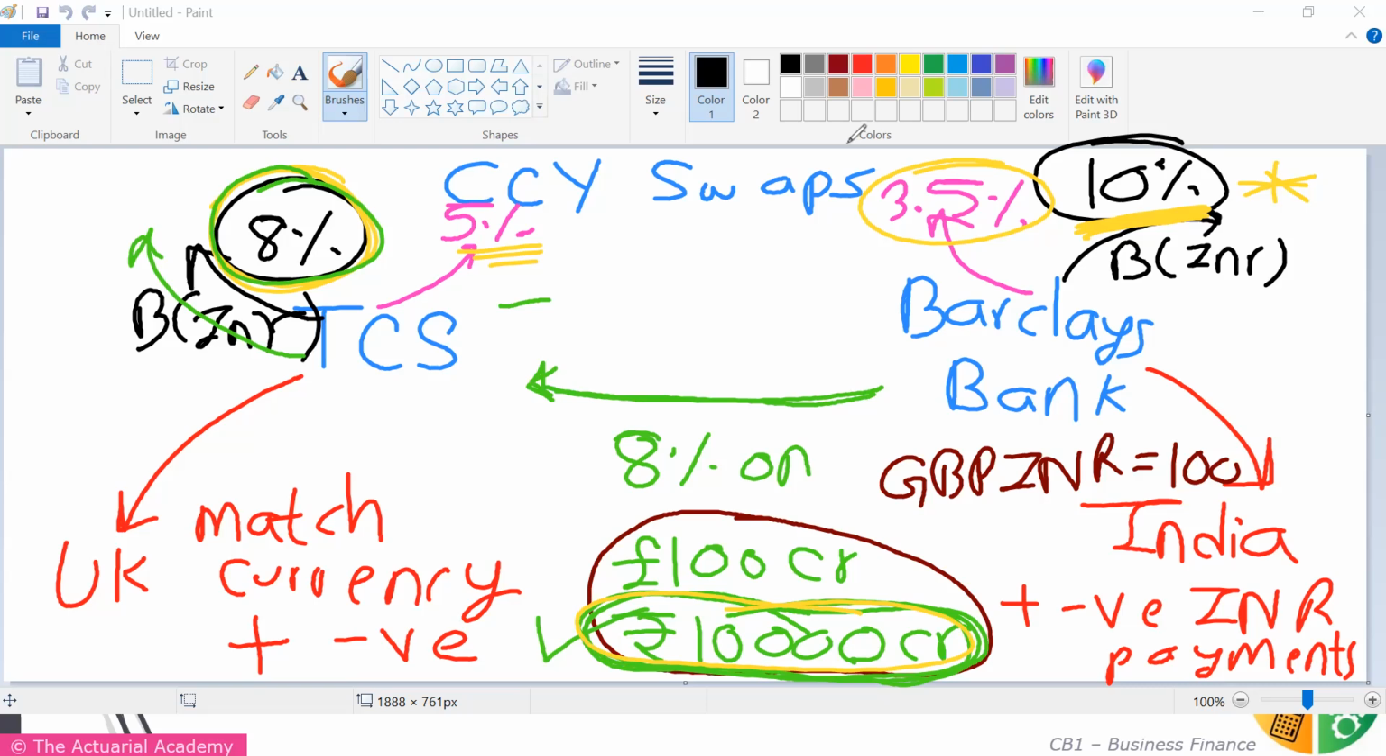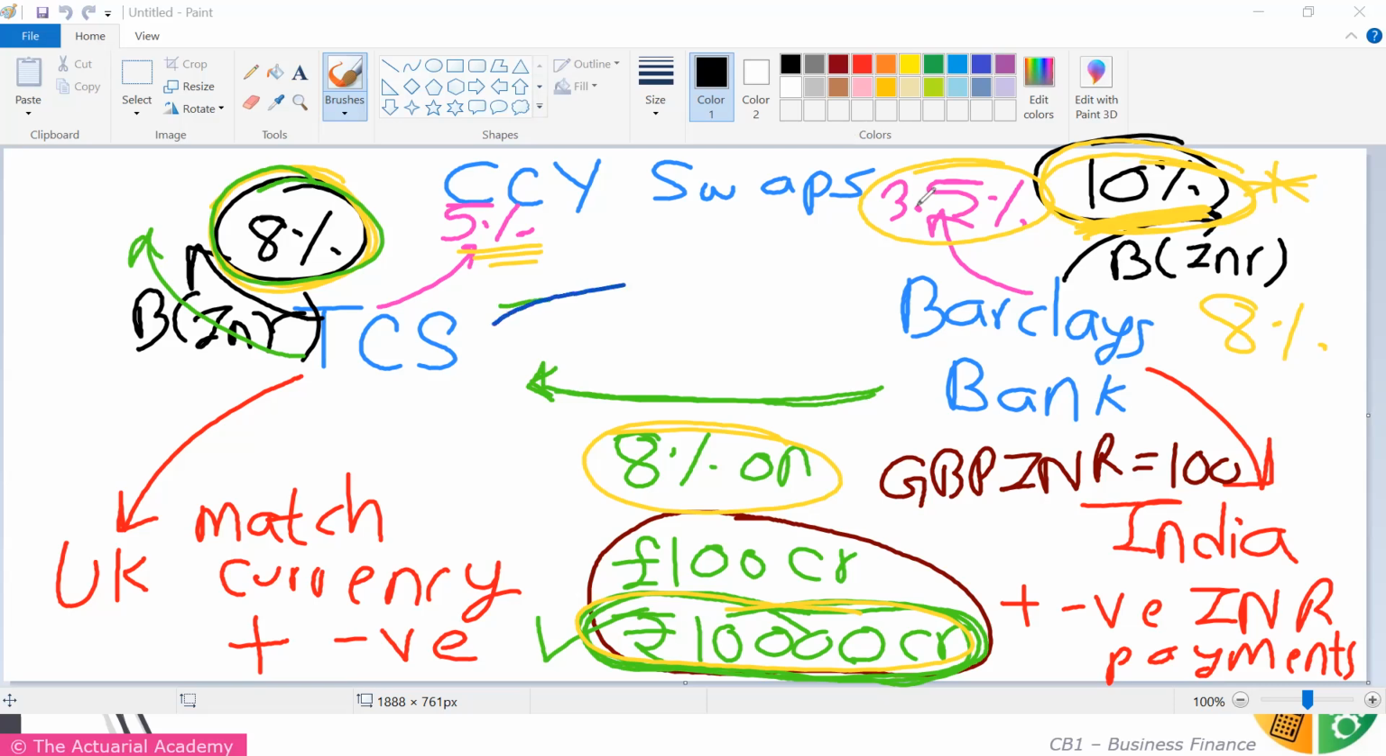So TCS took out a loan at 8%. Now Barclays is doing all the payments at 8%, everything in INR, and it got a benefit. If Barclays directly would have taken a loan, it would have gotten it at 10%, but now it's getting it at 8% because it took the help of TCS. Again, TCS also needs help. Favor is done on both sides, right? So TCS also needs help.